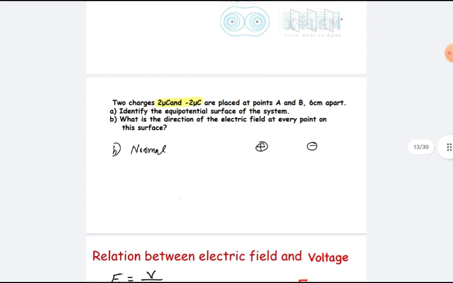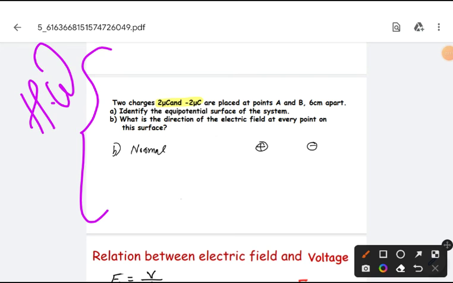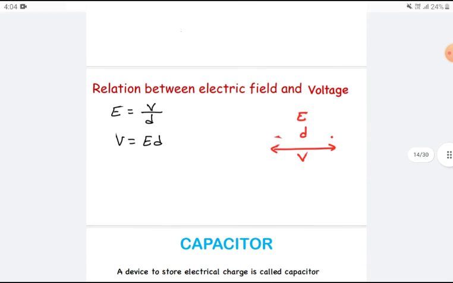This is the homework question. Comment on the comment box, okay?